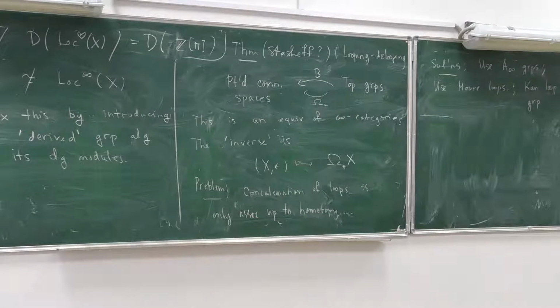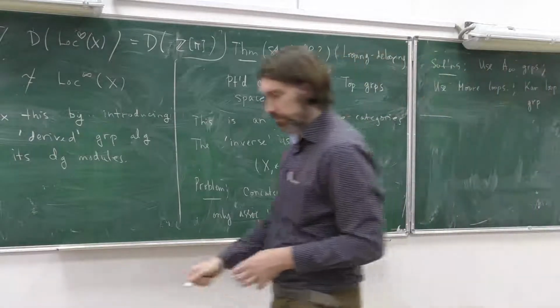And this kind of procedure of looping and delooping appears also in algebra, especially in Koszul duality. Every time you see a shift by 1 or minus 1 in some complex, this is usually what's going on. Some form of this.